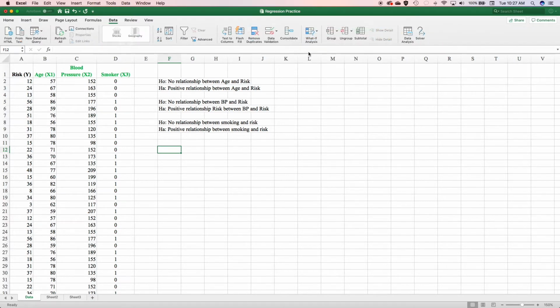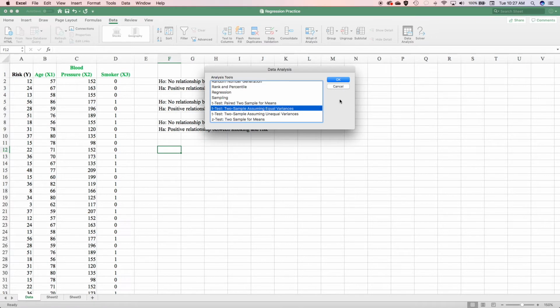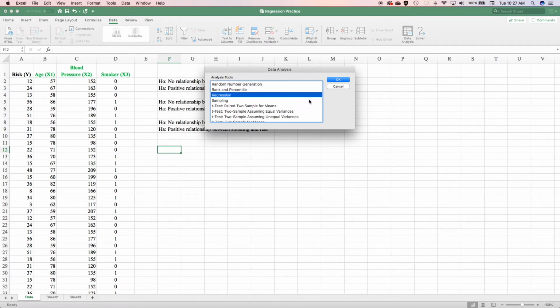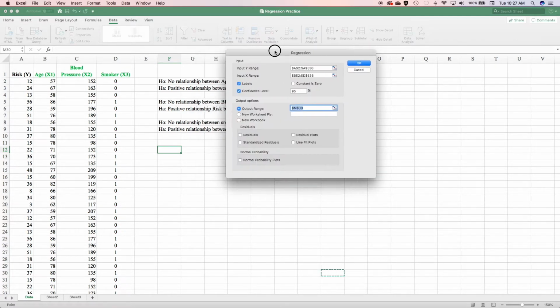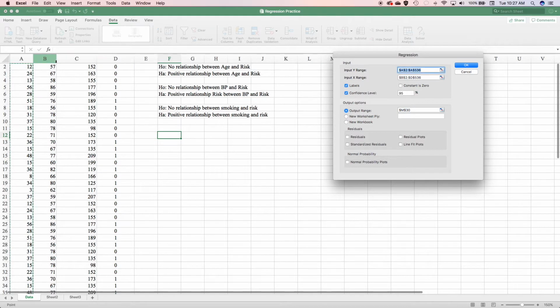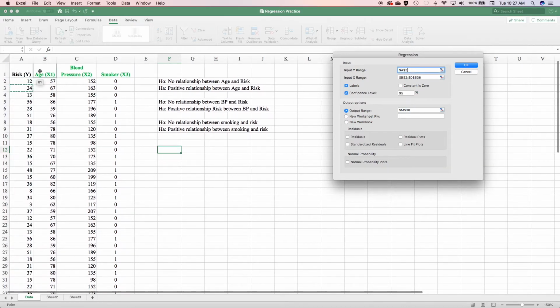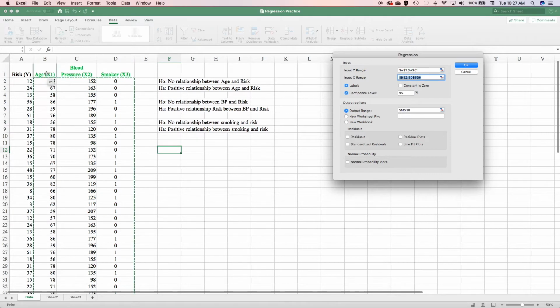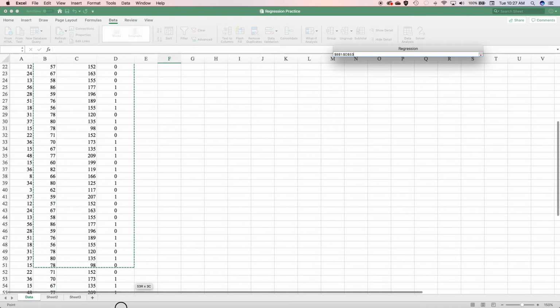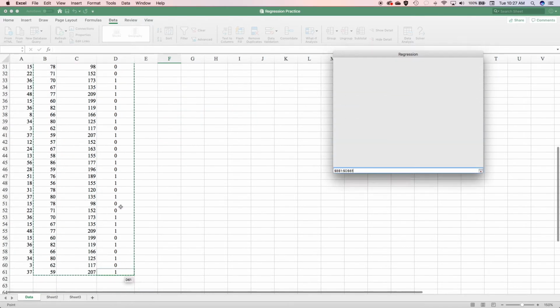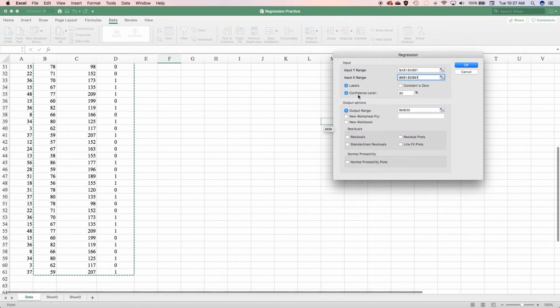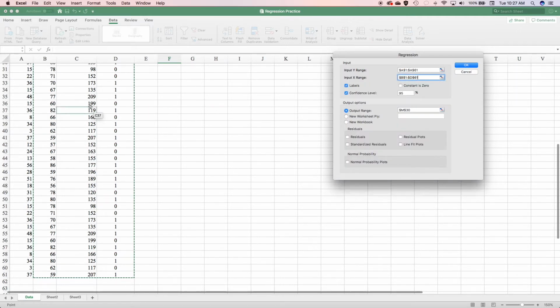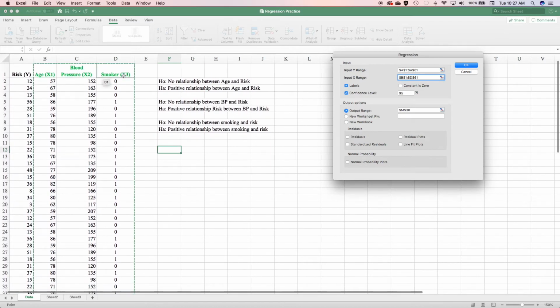So we go to data, data analysis, regression. Click OK. The Y range is going to be everything under the risk. So that's going to be A1 through A61. And the X range will be all three together: the age, blood pressure, and smoke together. Check the box that says labels because we actually did grab the labels here.